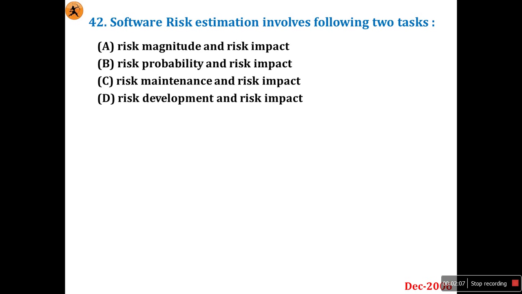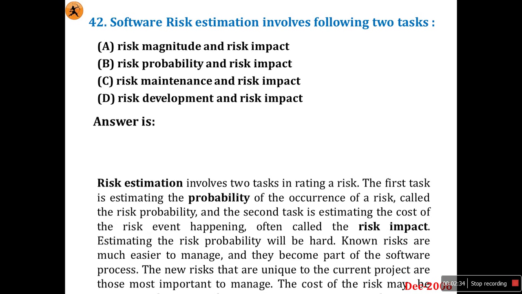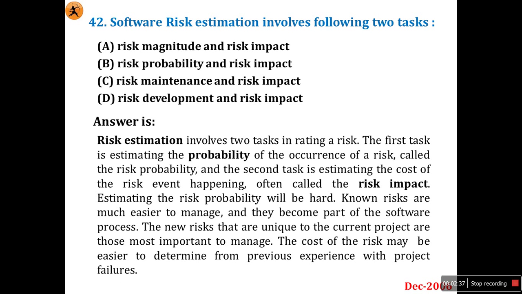Software risk estimation involves the following 2 tasks. One is risk magnitude and risk impact, risk probability and risk impact, risk maintenance and risk impact, risk development and risk impact. Risk impact is fixed, we only need to check whether it is magnitude, probability, maintenance, or development.